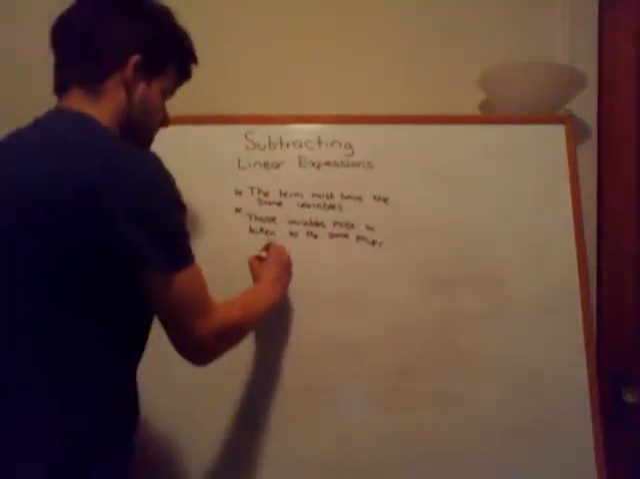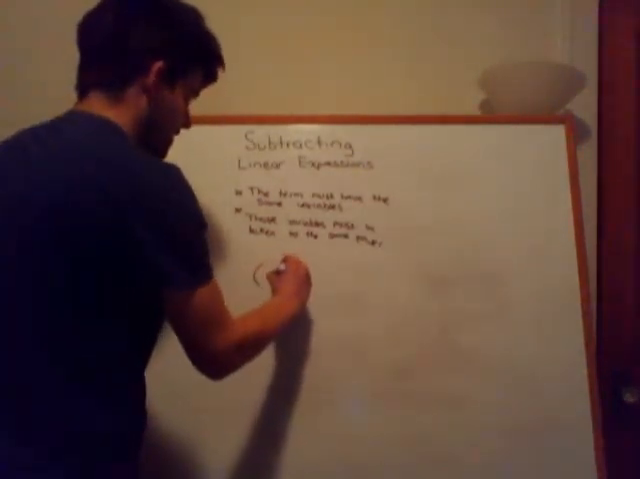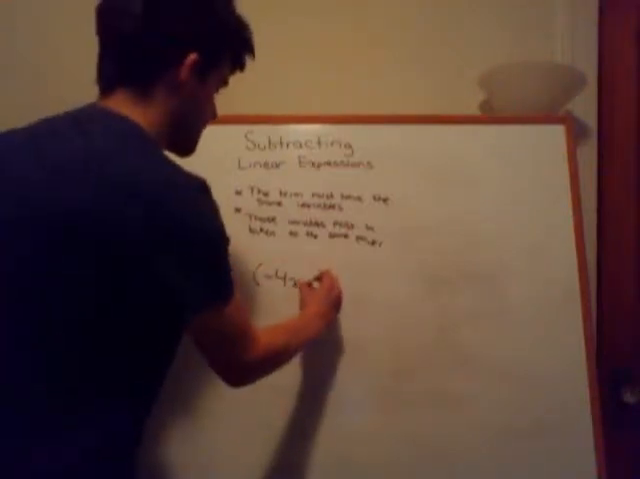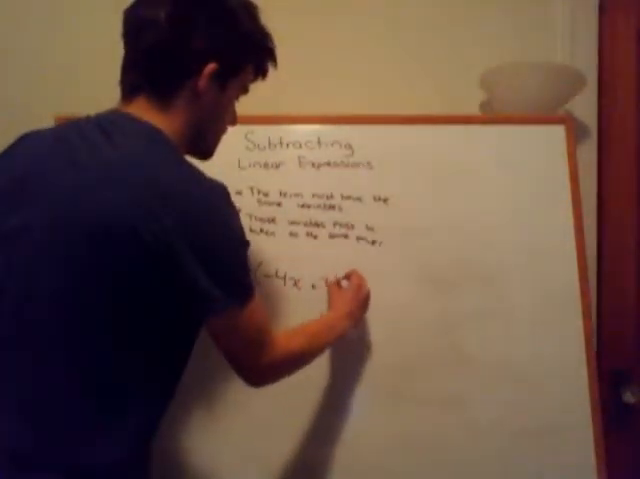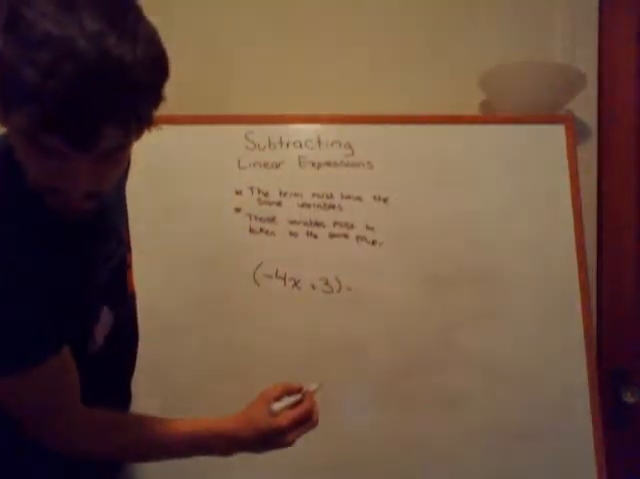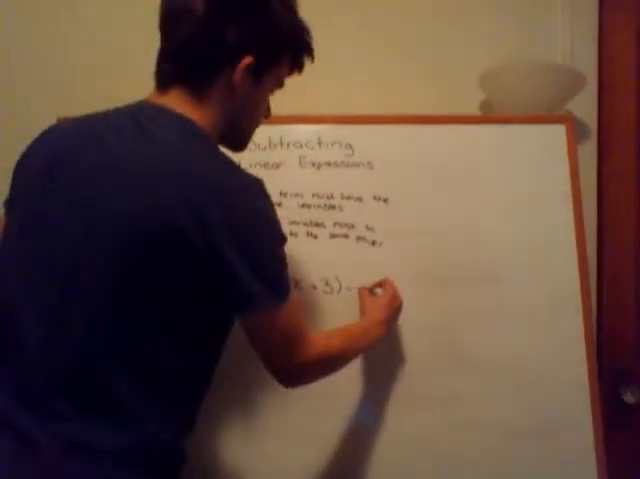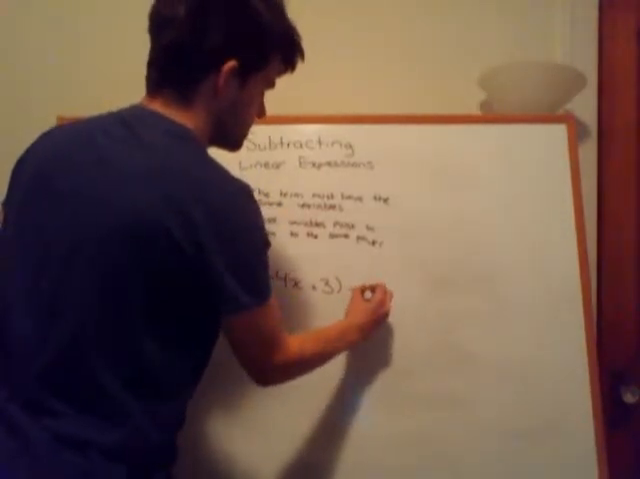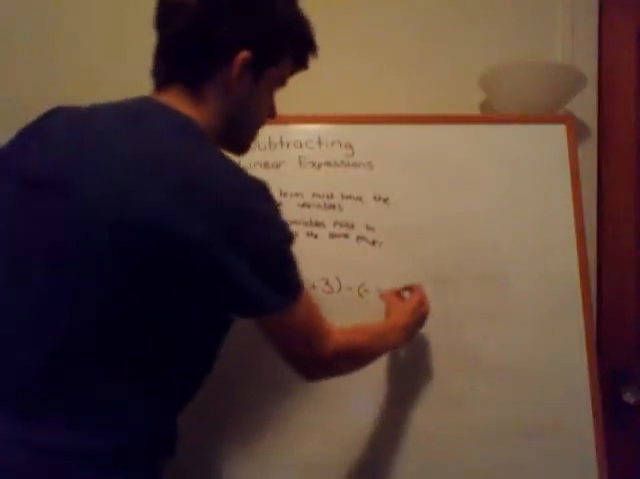Alright, let's look at another one that's a little bit trickier, but it follows the same idea. Let's look at this one. We have negative 4x plus 3 minus negative x minus 4.